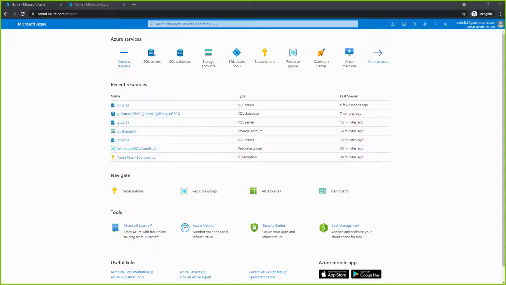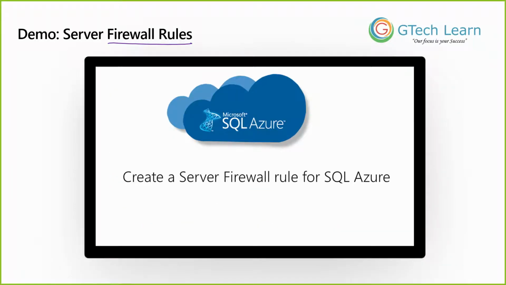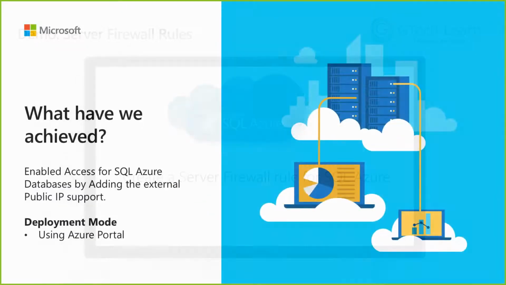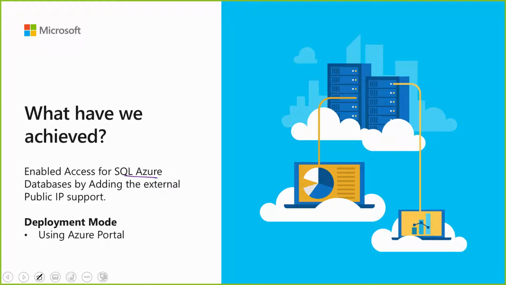So if I take you back to my PowerPoint presentation here, that talks about, now we understand how we can create a server firewall rule for SQL Azure, specifically when it is platform as a service. This is always at the server level, and you need to add all external IP addresses in order to gain access if you want to query, manage, monitor, whatever operations you want to perform. Okay, coming back, what we did by far, we enabled access for SQL Azure databases by adding the existing public IP support, or the external public IP support. Once again, we were doing it using the Azure portal.